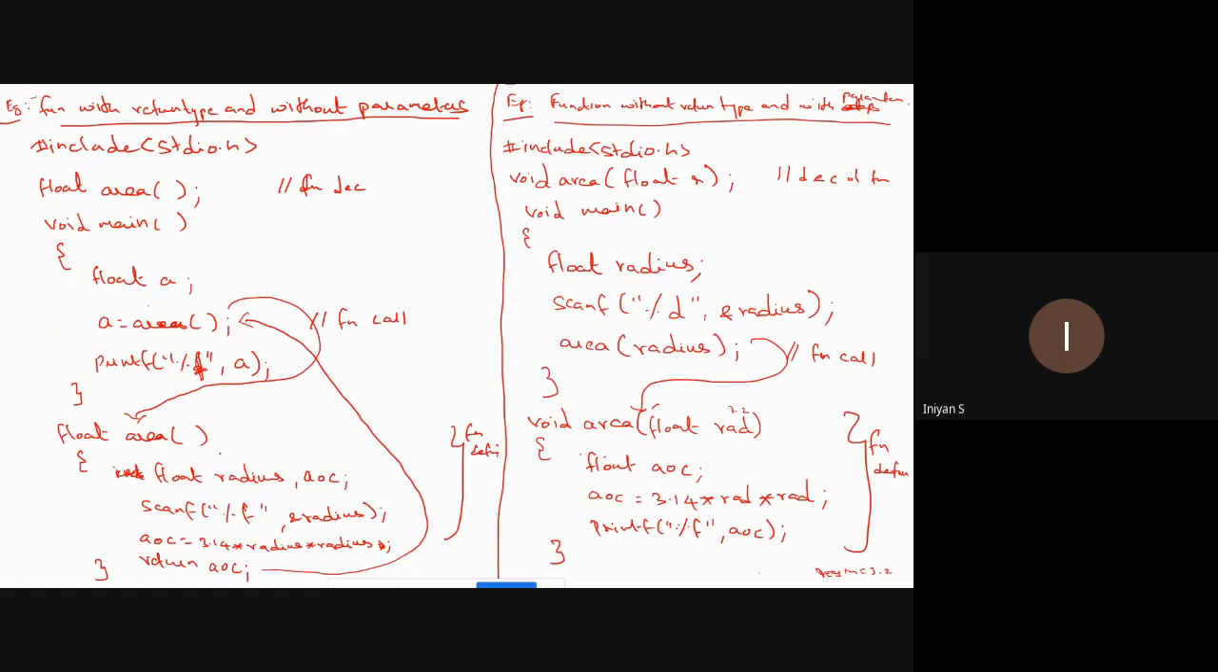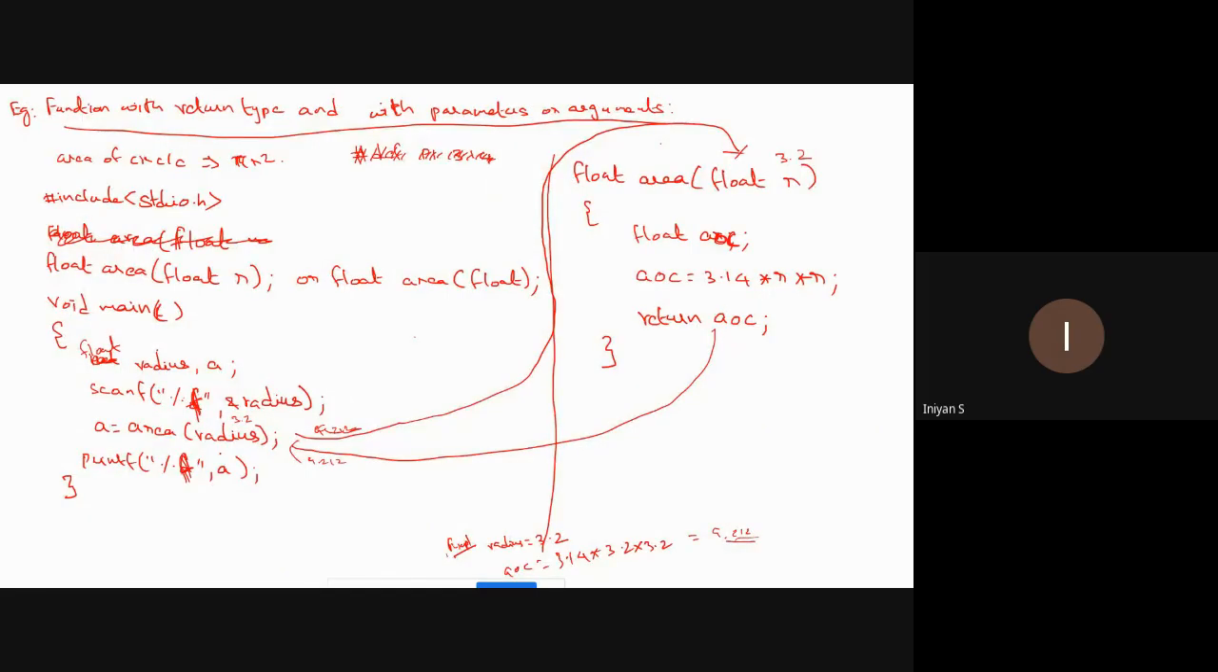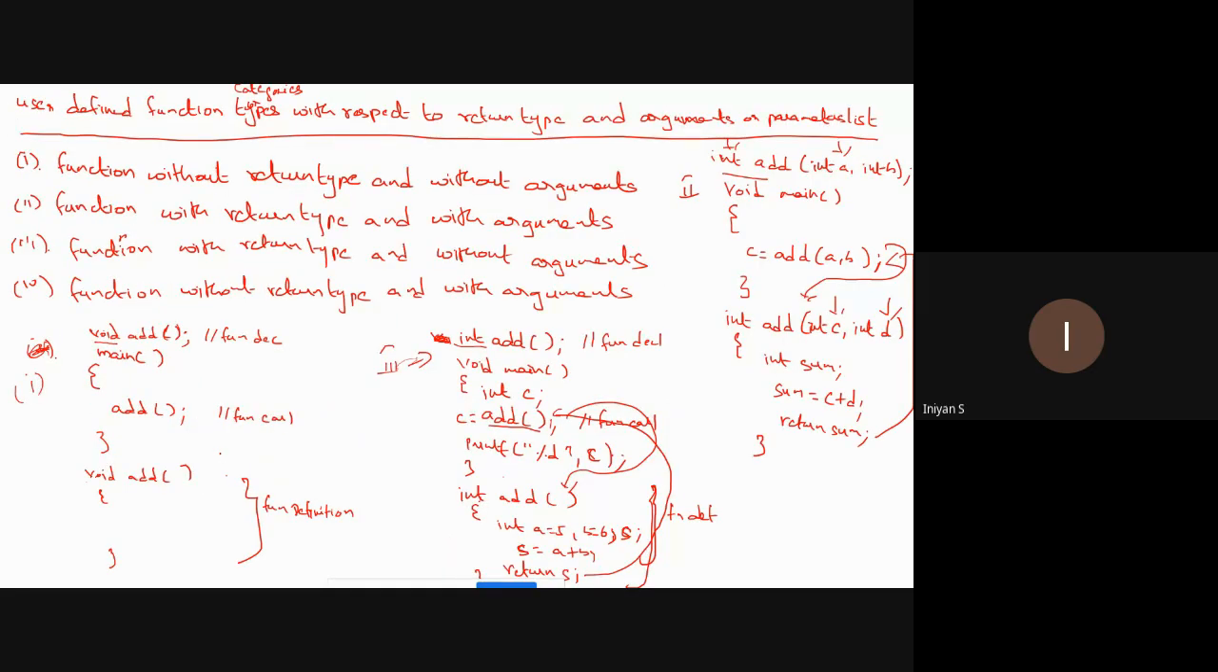You can write your user defined function in any of these four categories with respect to parameters and arguments: with return type with parameters, with return type without parameters, without return type without parameters, and without return type with parameters. Is it clear? Now we got it, right? What is meant by a user defined function, how to declare it, define it, and call it, and how to write programs for user defined functions with respect to these four categories, right? Do you have any doubt in this one?